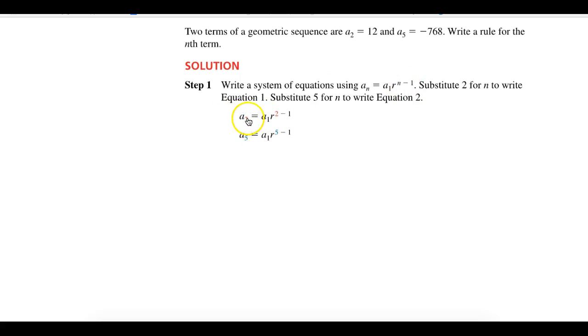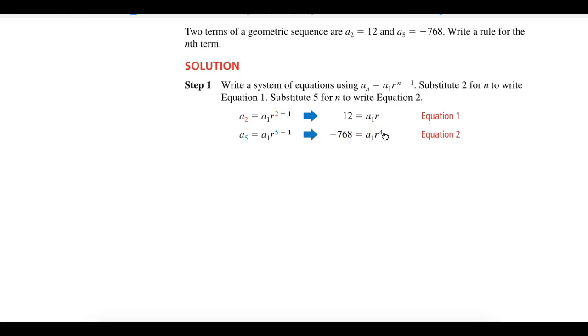We know that when we have n equals 2, we're going to get A2 equals A1 times R to the 2 minus 1. A5 is going to be equal to A1 times R to the 5 minus 1. Now let's replace A2 and A5 with the numbers we know, and work out these exponents. So in this first one, we get 12 equals A1 times R. In our second, we get negative 768 equals A1 times R to the fourth.